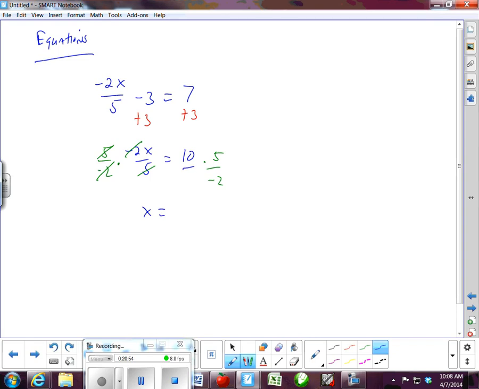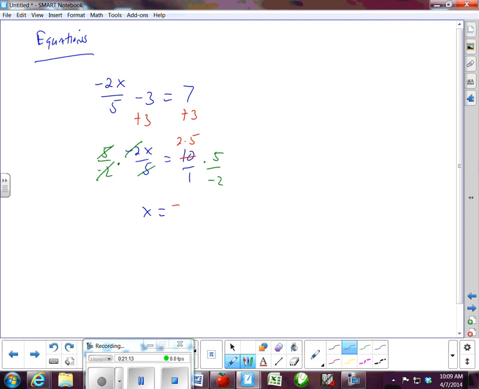And be careful on the right, right? Reduce before you multiply. This 10 is a 2 times 5. And let's think about the sign. Before I divide out those 2's, we have a positive divided by a negative. What's our answer going to be? Negative. Don't forget that. Don't miss that.